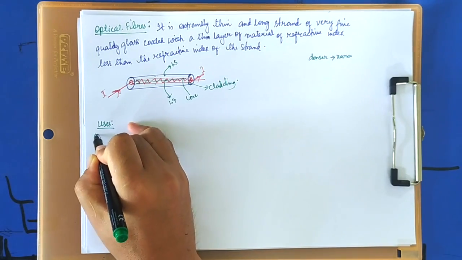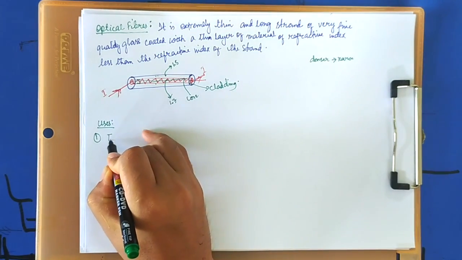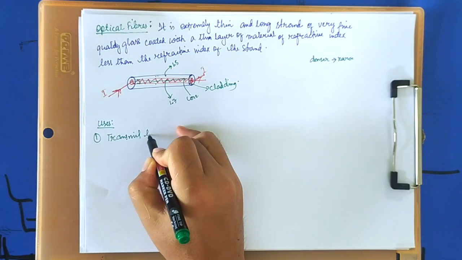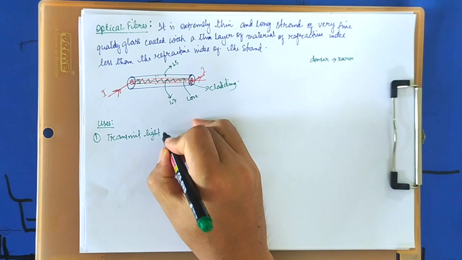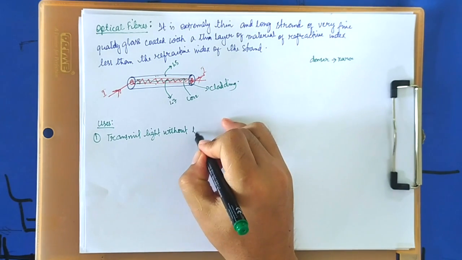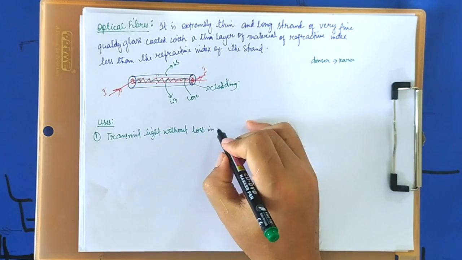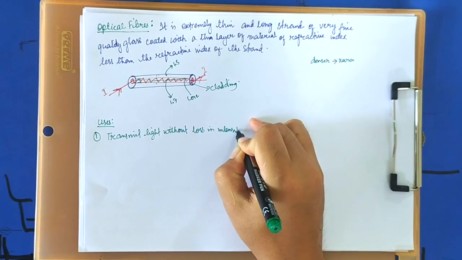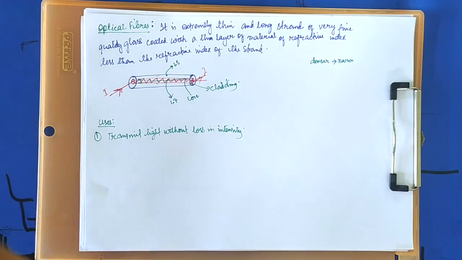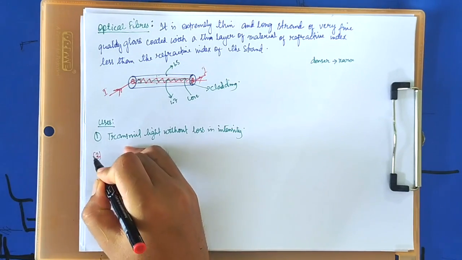Optical fibers are used to transmit light without loss in intensity.